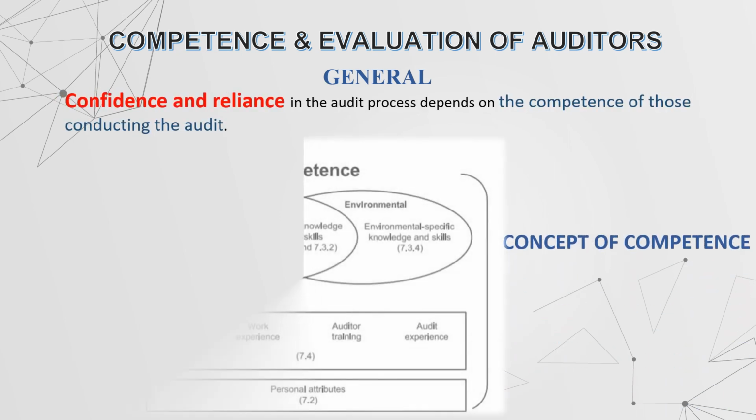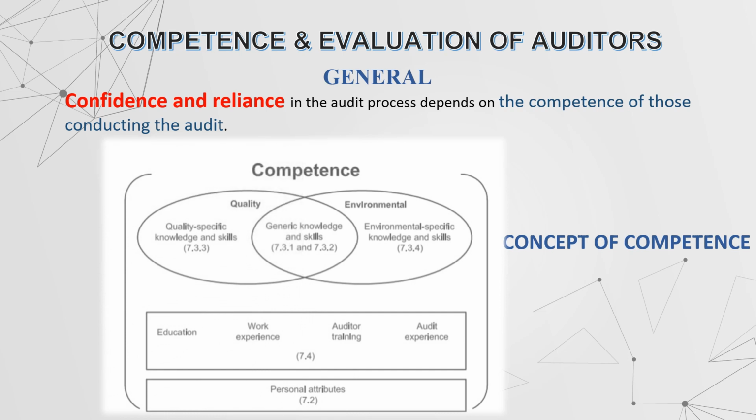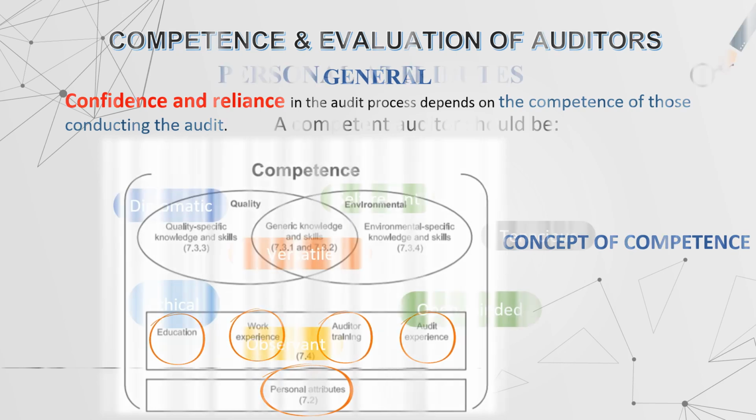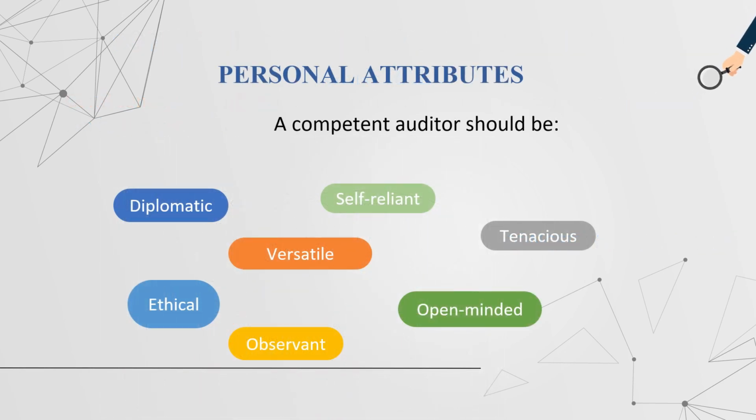The graph below demonstrates the competence not only required for the specific knowledge about auditing, but also asks for the high profile from the auditors. Based on that, we see the environmental auditing program has such a high requirement about the auditors. Therefore, a competent auditor should be diplomatic, ethical, observant, versatile, self-reliant, open-minded, and tenacious. By having all those personal attributes, we may succeed in the competence of environmental auditing program.